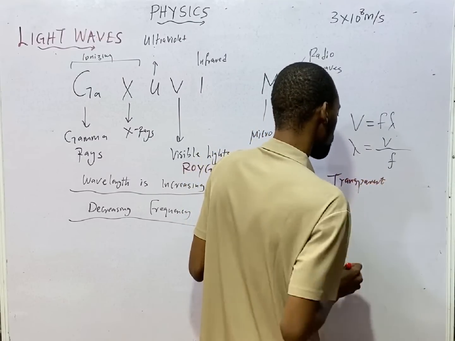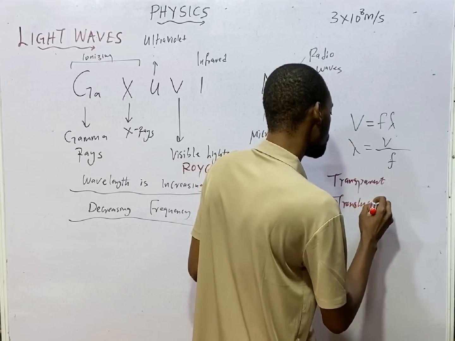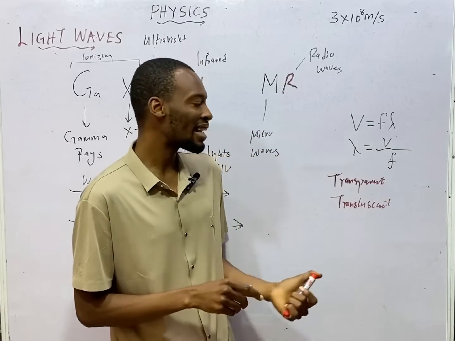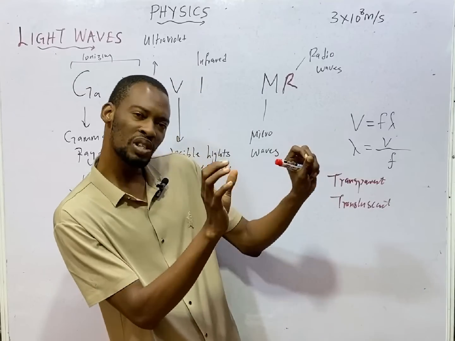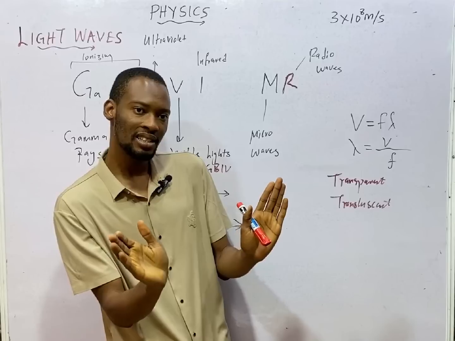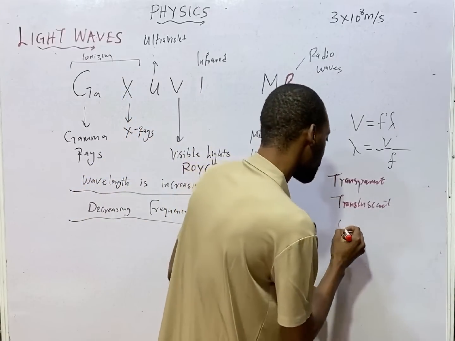Transparent. We have translucent. Translucent objects don't allow light to pass through them easily, like you don't see through them clearly. They are in between transparent and another type of object called opaque.